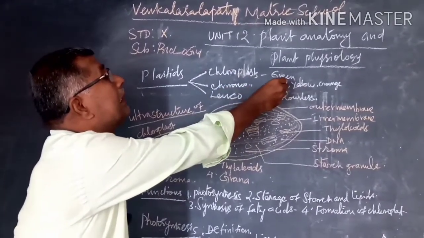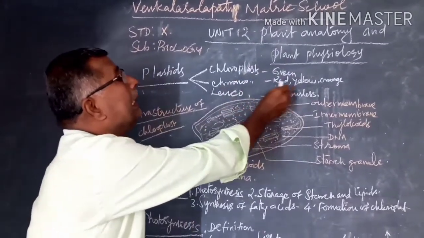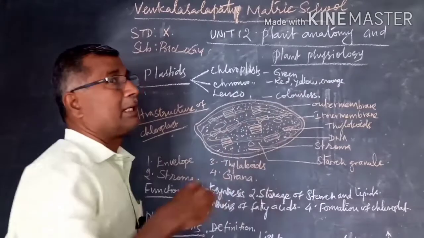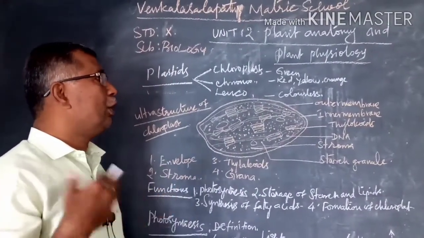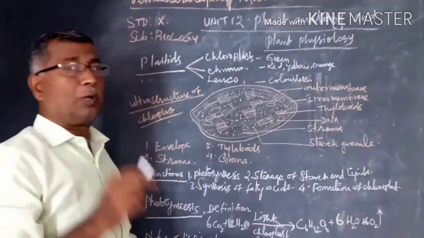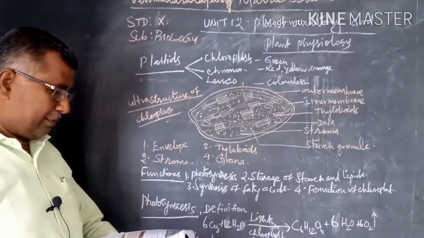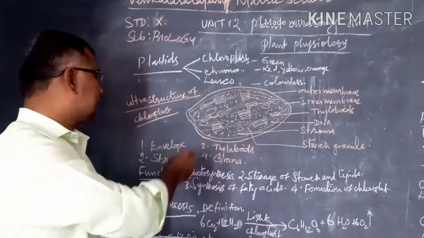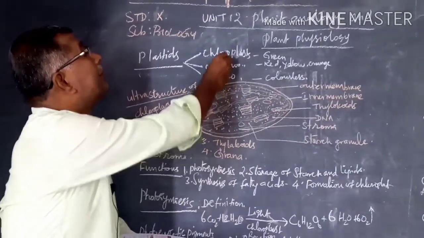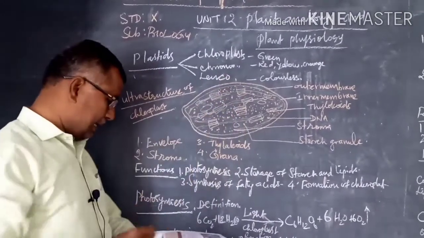Chloroplasts are green in color, present in the leaves. Chromoplasts are red, yellow and orange in color, which are present in the flowers and fruits. Leucoplasts are colorless, which are present only in the root region. Understand? Regarding the structure of chloroplast, it has the green pigment, and that is why it is green in color.